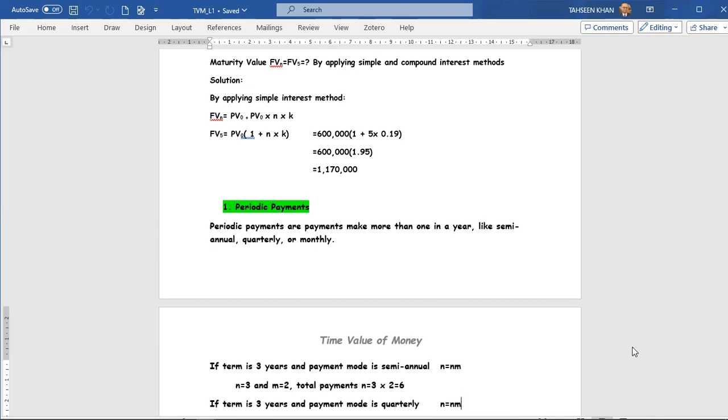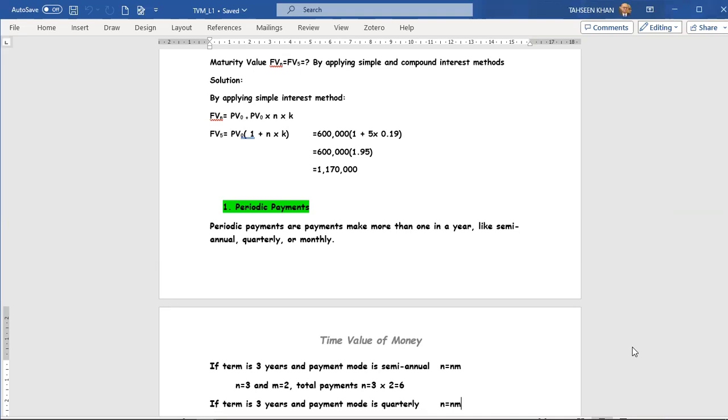FV5 is to be calculated by applying the simple and compound interest method. First of all, we are going to apply the simple method. FVN equals PV0 plus PV0 multiplied by N and multiplied by its rate K. So it comes to 1,170,000.